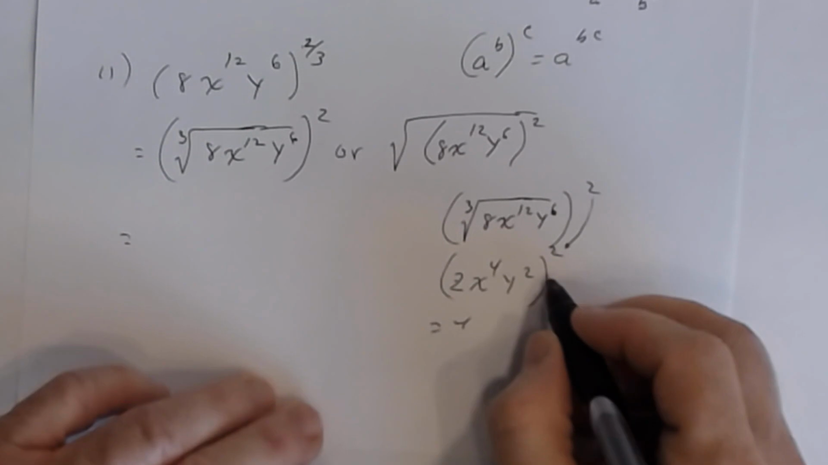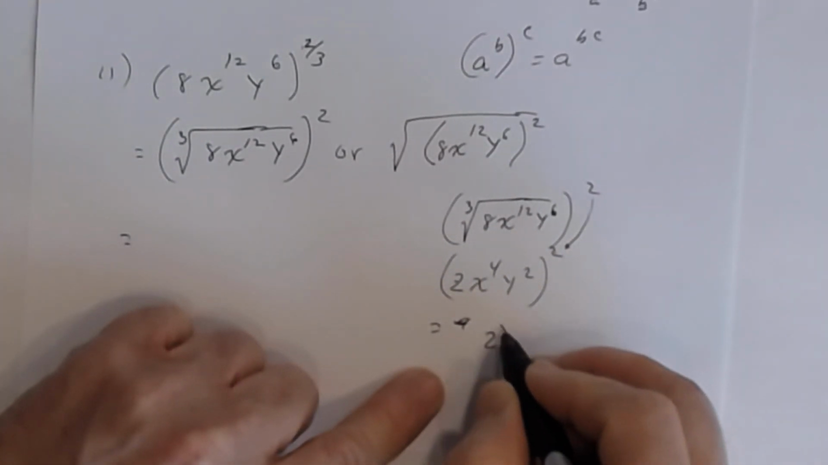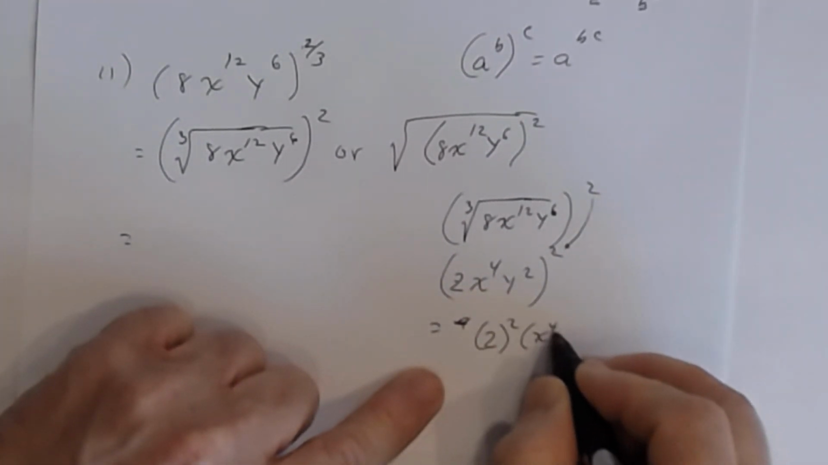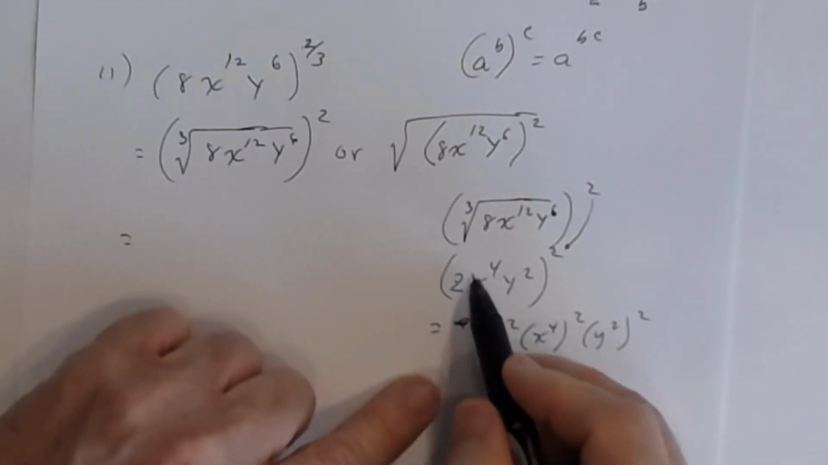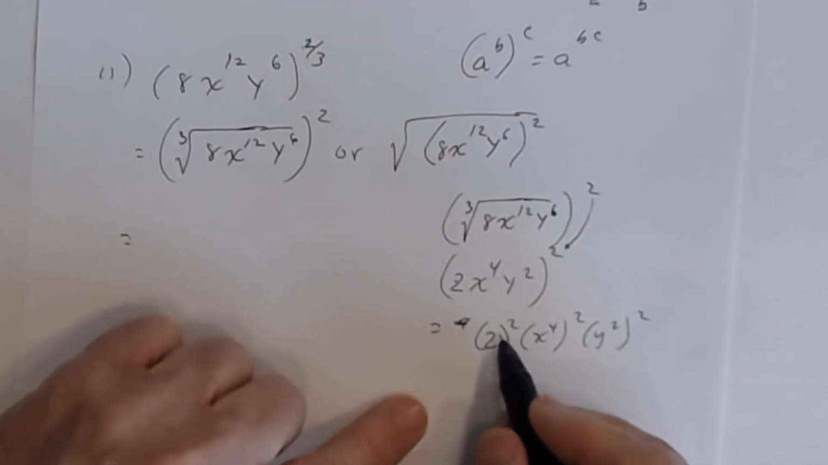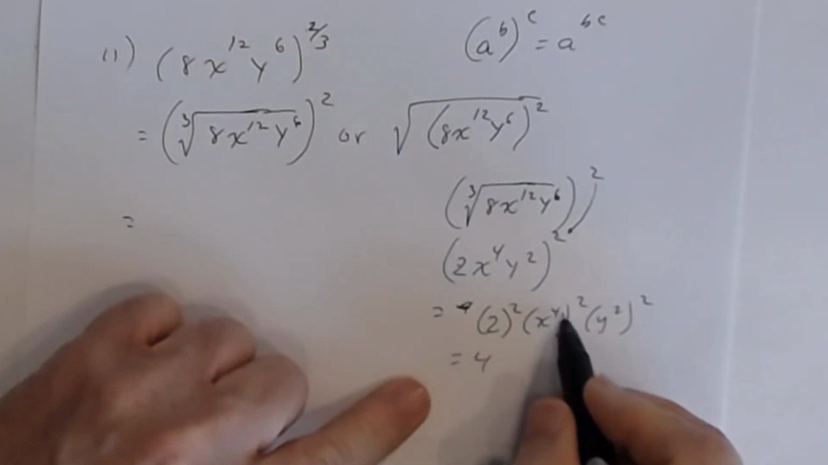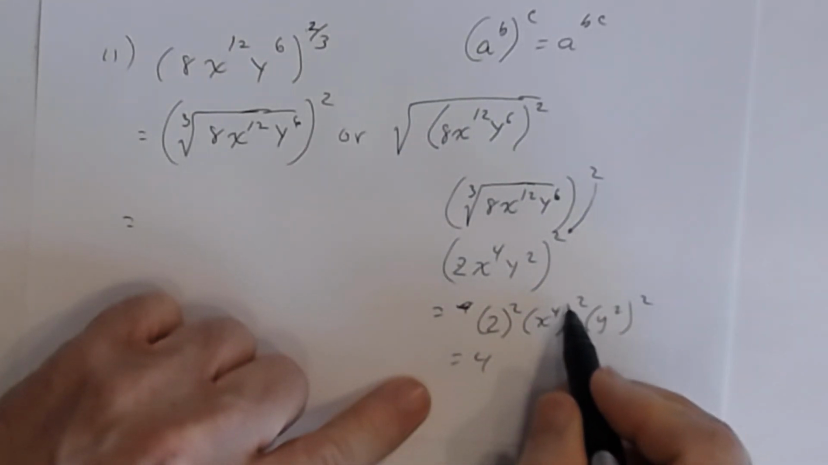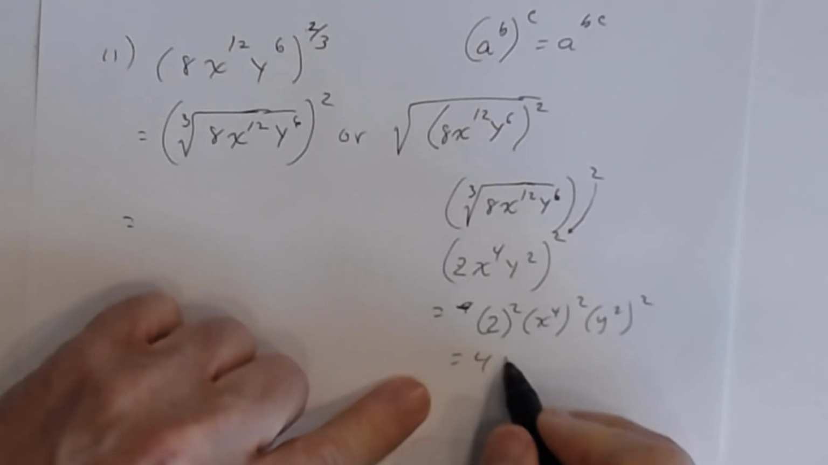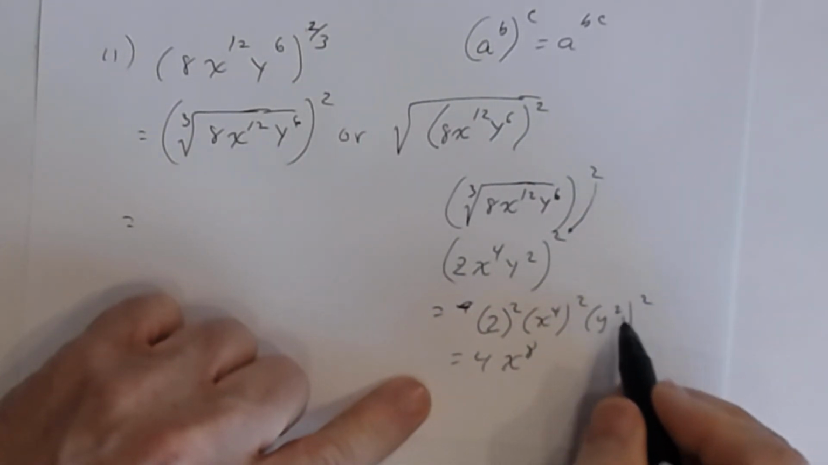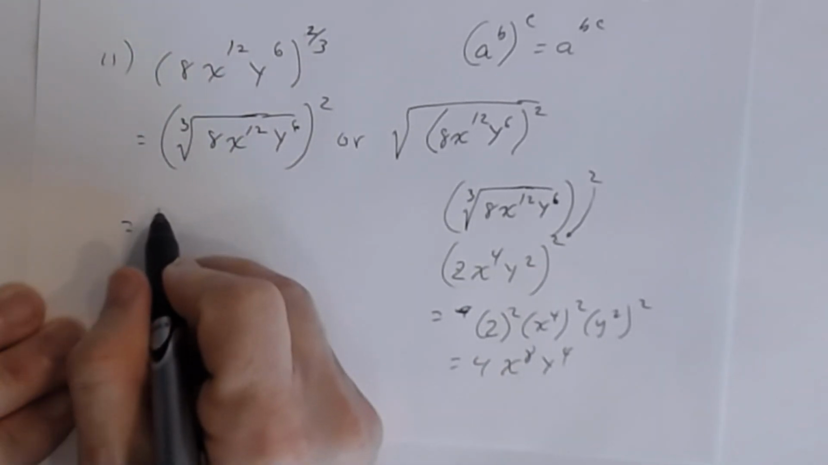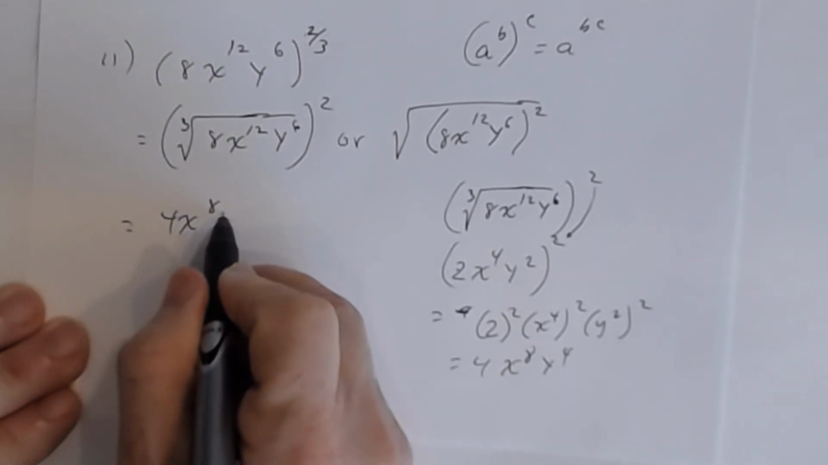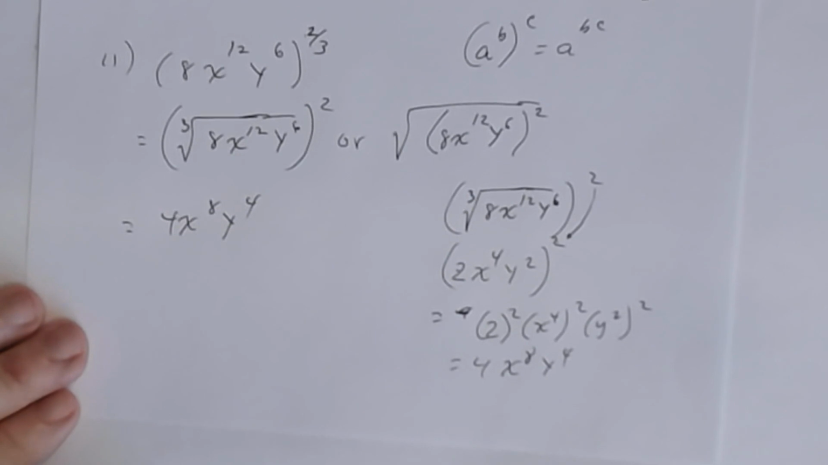X to the fourth, remember this, let me go ahead and rewrite it like this. 2 to the second, x to the fourth squared, y squared squared. So you're squaring each of these. 2 to the second is 4. X to the fourth, when you have a power raised to a power, you multiply. 4 times 2 is 8. 2 times 2 is 4. And that's your answer. So that's your answer simplified: 4 x to the 8th y to the 4th.